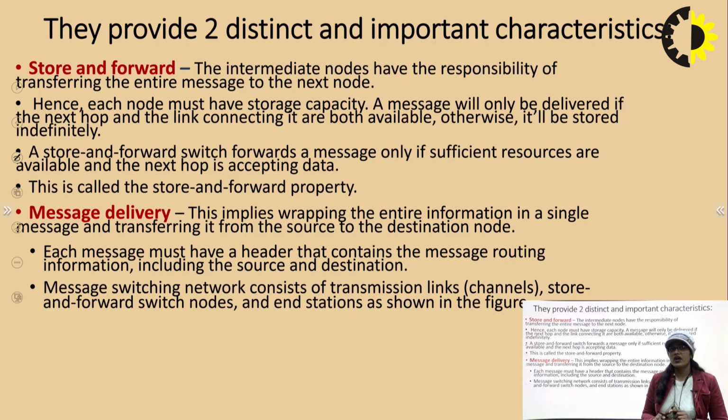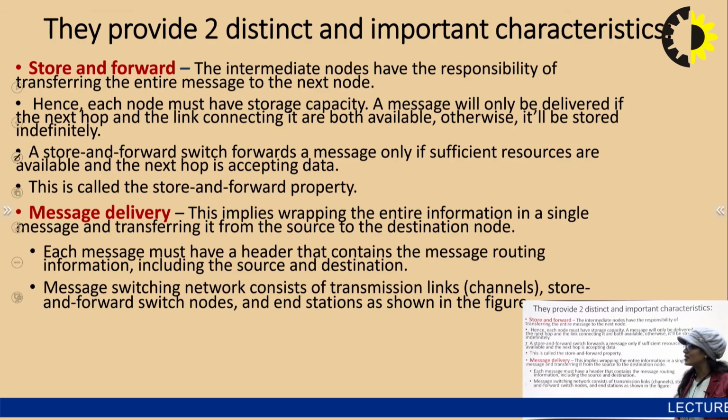If one of them is not available, then the node will not forward the message to the next node. So basically, a store and forward switch forwards a message only if sufficient resources are available and the next hop is accepting data. So this is the store and forward property. Next we will talk about message delivery. So this is the concept.